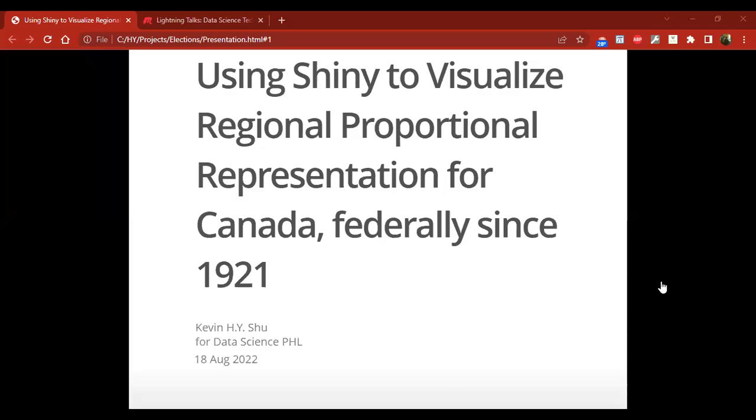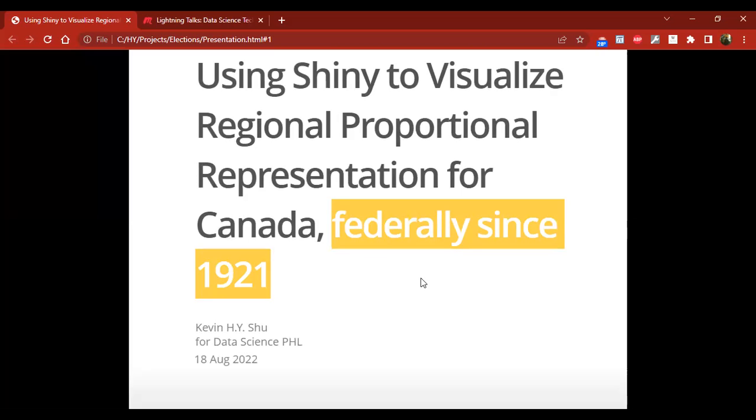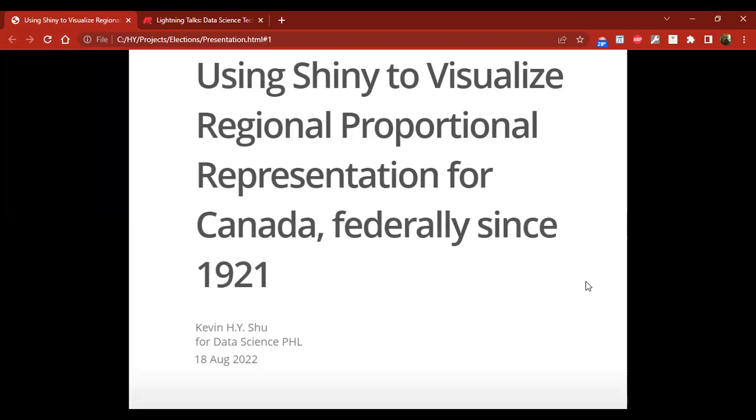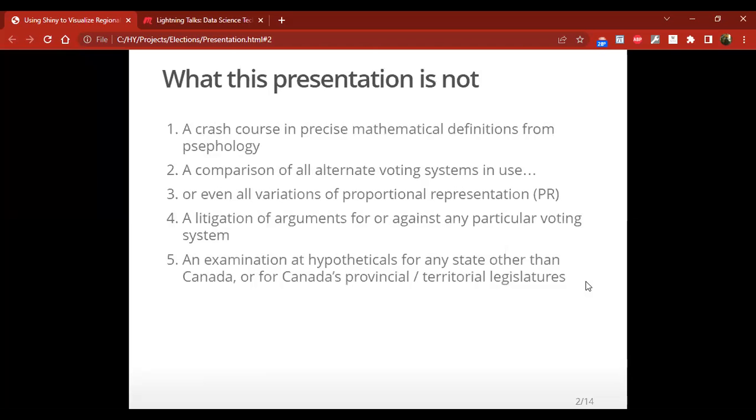Sorry about that, please. All elections before 1921, dating back to the Confederation in 1867, were mainly contested between the Liberal Party and the old Conservative Party of Canada. So that's why, again, for the recording, there's this caveat here with federally since 1921.